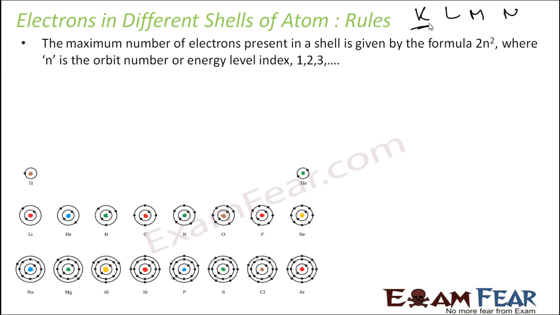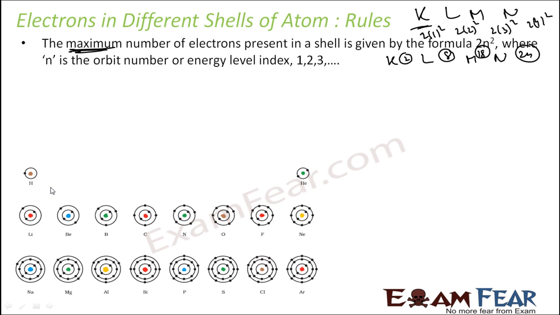The maximum number of electrons present in a given shell is given by the 2n squared formula. For K, n is 1, so 2 into 1 squared is 2. For L, n is 2, 2 into 2 squared is 8. For M, n is 3, 2 into 3 squared is 18. For N, n is 4, 2 into 4 squared is 32. So K, L, M, N. K will have at the max 2, L at the max 8, M at the max 18, and N at the max 32 electrons. That is the maximum number. Please note that it is the maximum number of electrons.